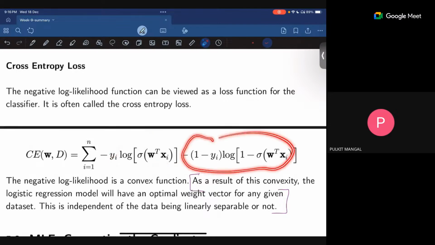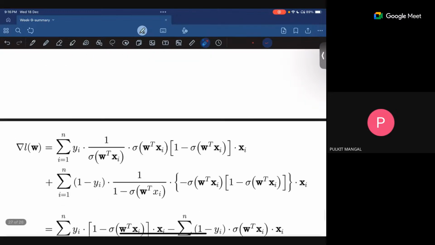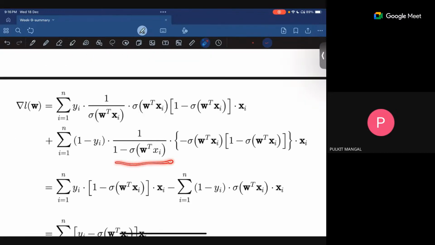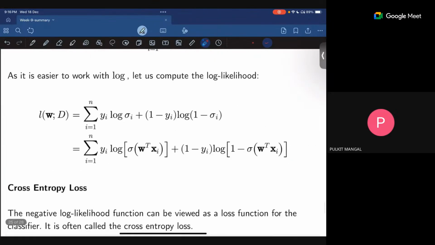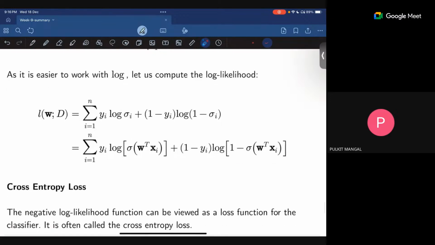Same thing you can do for the second term. It was log of 1 minus sigma W transpose xi, so the derivative would become 1 upon 1 minus sigma W transpose xi. Then the inner part. This negative sign is coming from here. When you take the derivative of the inside, the negative sign will come.